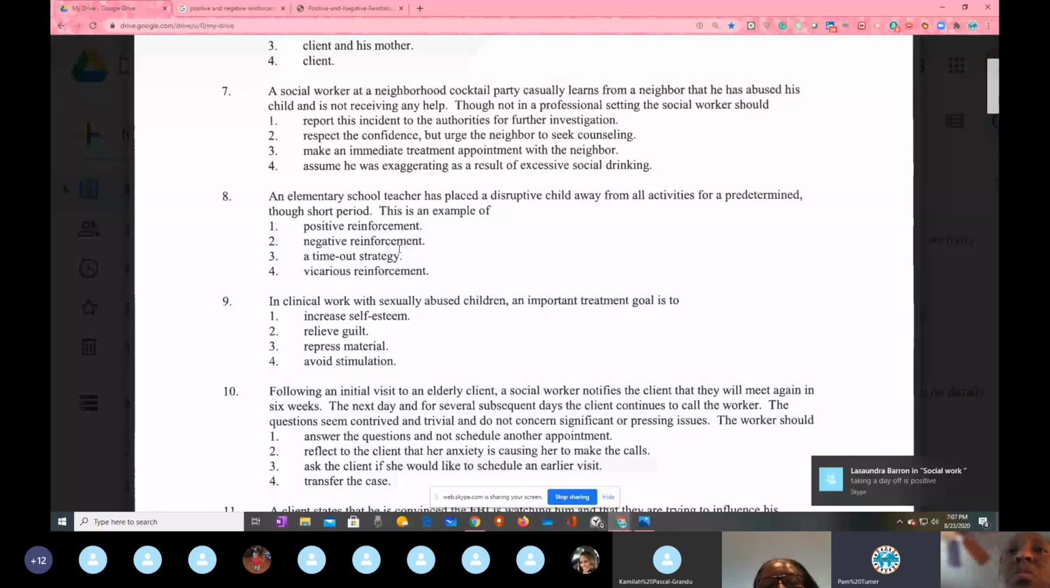Okay, so if we look at number 8, an elementary school teacher placed a disruptive child away from activities for a predetermined, though short period of time. Okay, I know it's not a reinforcement, right? It's a timeout strategy because she does not like his behavior. That behavior needs to stop. So exactly, I'm taking it away. Perfect, perfect. Okay, good, good, good.